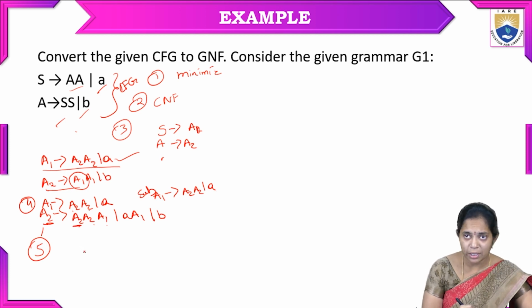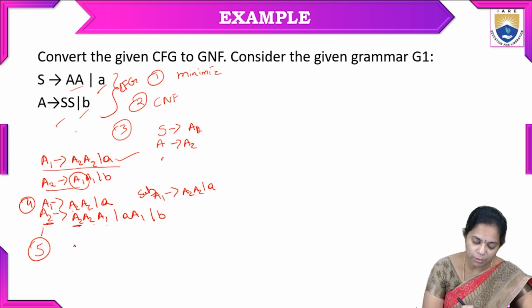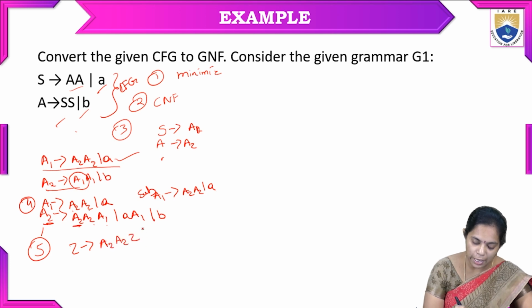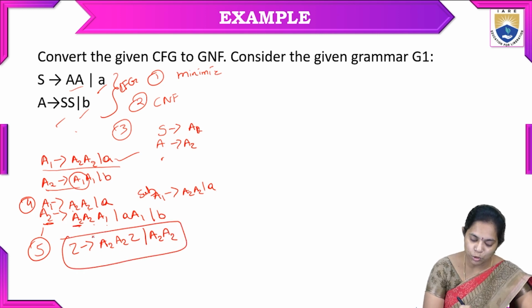For left recursion, we have to add a new non-terminal symbol, that is Z. In the Z, we will write Z is equal to A2, and A2 Z, and A2. We will introduce the new production rule. Here we will substitute this production rule in the A2. How will we write it? A2 tends to, so instead of this entire thing, we will write this one.